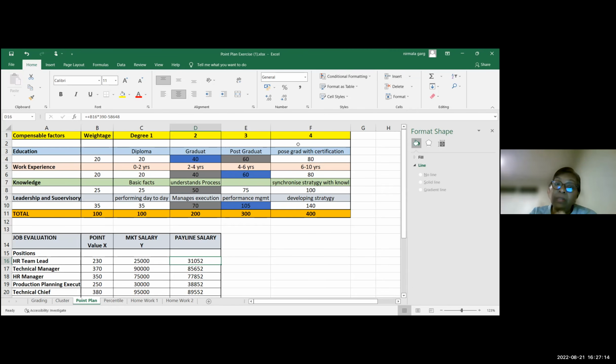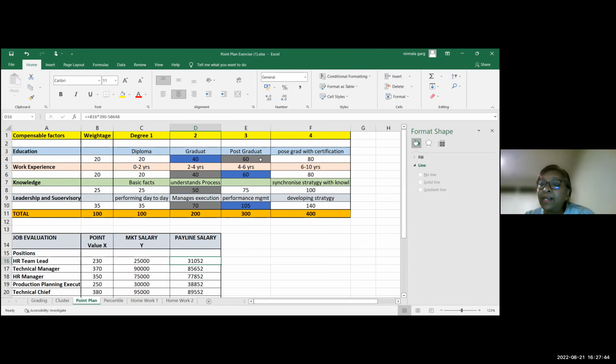Now, step 3, I need to give weightage. Not all the compensable factors are of equal importance, right? Maybe in my organization, because it's a startup, I need more plug and play kinds. Maybe with a build and buy philosophy, I will need, at an entry level, so I'll give education more importance. So depending on all that, you have to give weightage.